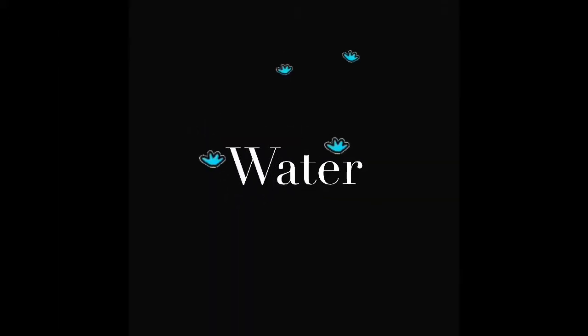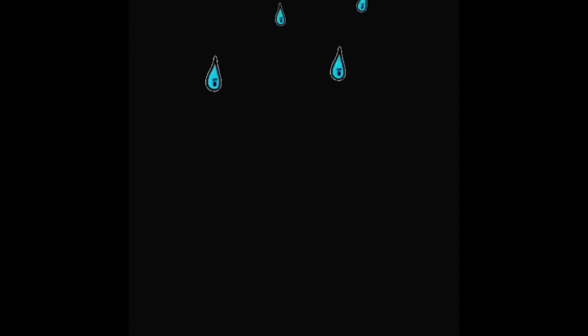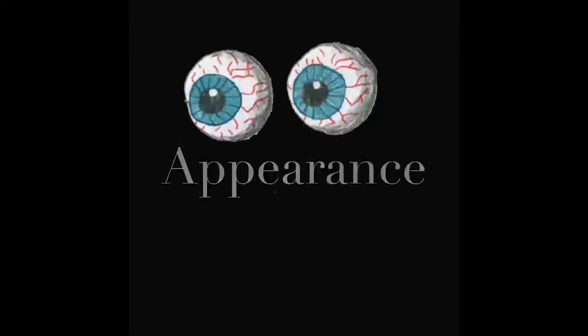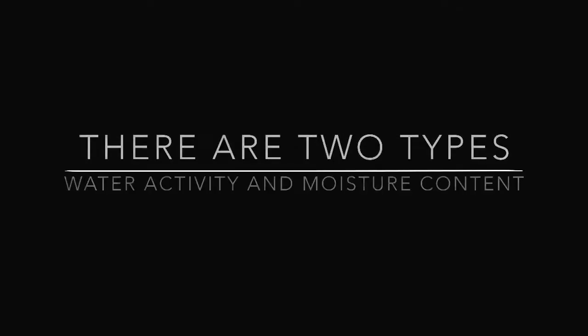Water is a major component of most foods. It influences the taste, appearance, and spoilage of food products. There are two types, water content and water activity. Water content, also known as the moisture content, is determined by drying the food product. This is to determine the moisture loss. We need to know this for labeling, packaging, and storage, whereas water activity helps us determine the shelf life of the food product.